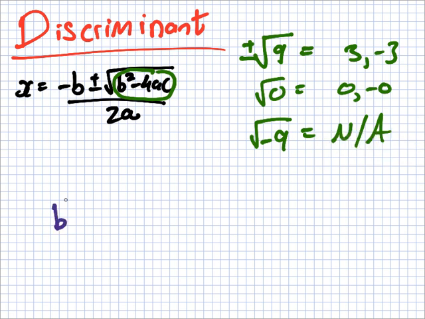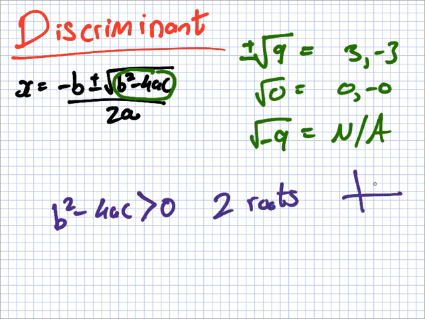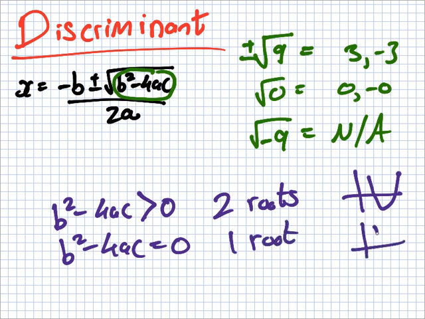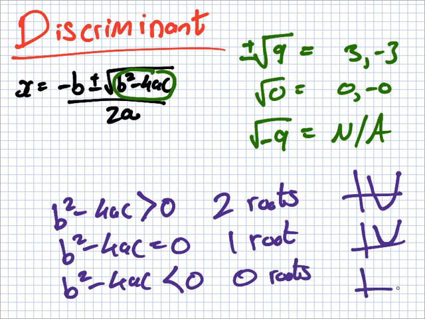If the b squared minus 4ac is positive, then your quadratic has two roots, and so it probably looks like this on the graph. If the b squared minus 4ac equals 0, then it has one root, so it probably looks like this on the graph. And if the b squared minus 4ac is negative, then it has no roots, and it might look like this on the graph. So this is what it would be for two, one, and no roots.